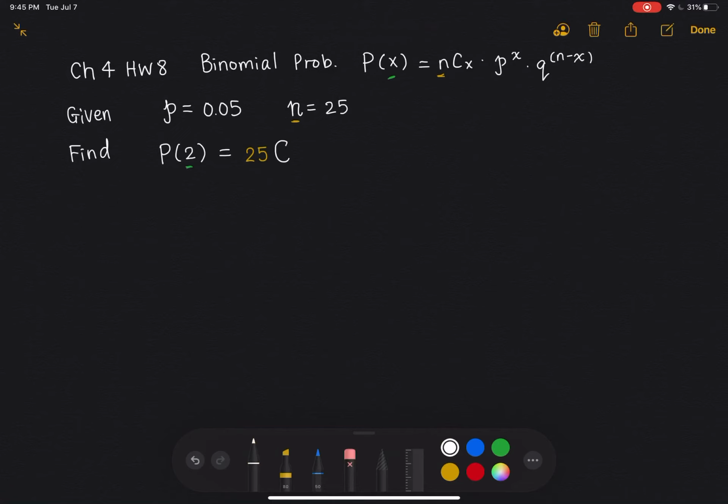You choose, okay, 25 choose 2, or 2 workers out of 25 are going to use public transportation because they're saying yes, right? So multiply by P, 0.05 raised to the second power, okay, because your X is 2.